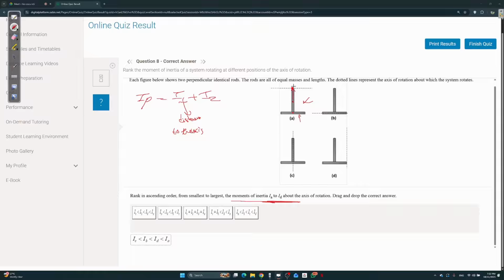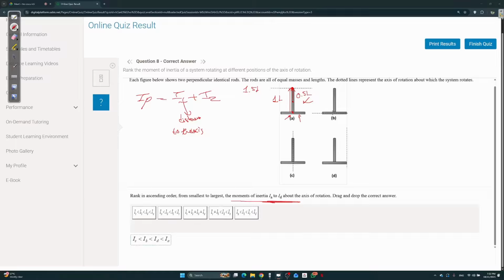The distance to the axis is big. So the distance here is 0.5 L. Now there's another rod, so you have to look at the other rod's center of mass. And the distance from the other rod's center to the top of the axis is 1 L. So the total distance that this moment of inertia is getting is 1.5 L. Let's take a look at B.